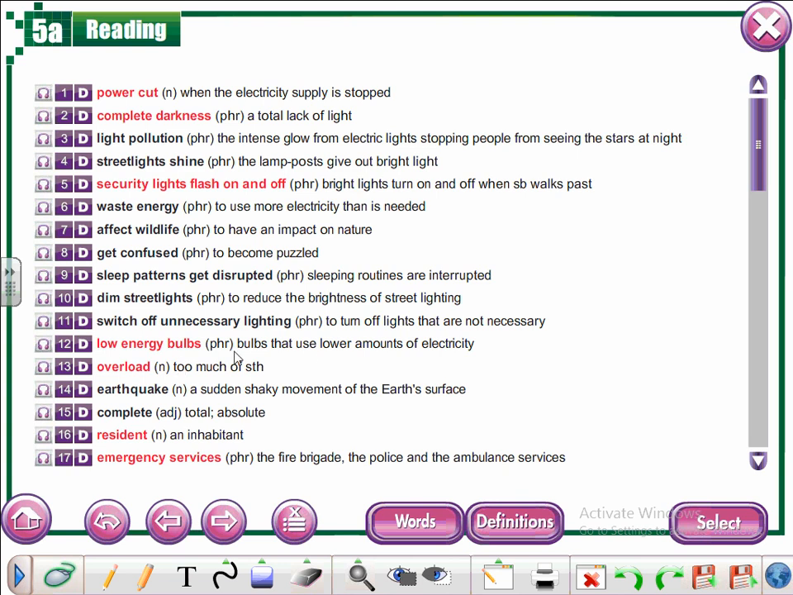Low energy bulbs, bulbs that use lower amounts of electricity. So they are low energy bulbs, and they help to reduce the pollution. Overload, too much of something. Resident, an inhabitant, or a person who lives in a place, a citizen who lives in this place. Emergency services, the fire brigade, the police, and the ambulance services. Great. Let's go to the other red words.